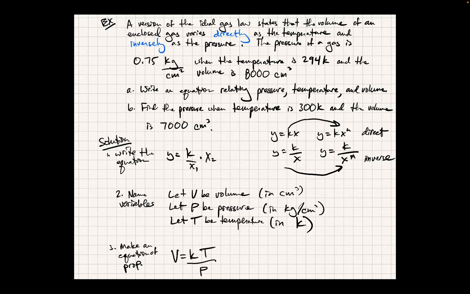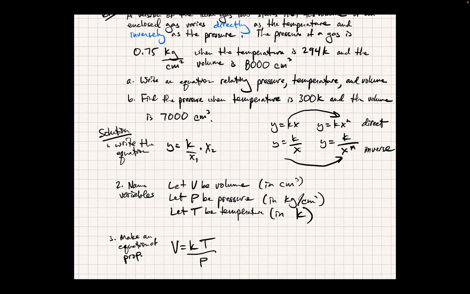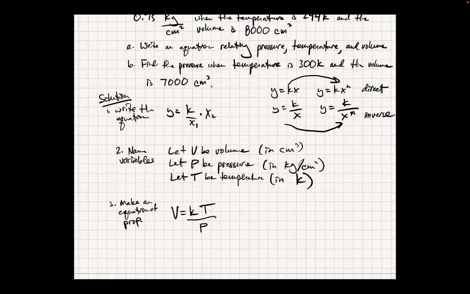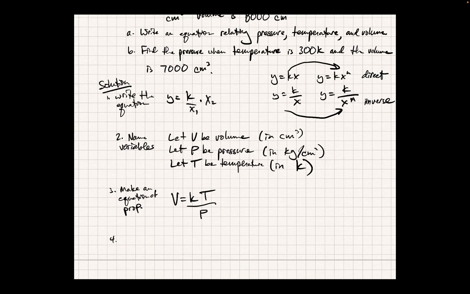And so we've just made variables for our volume. That's V. T is for temp. P is for pressure. So what's my next step, Sam? Step 4 is what? Step 4, solve. Solve for K. It's always solve for K.